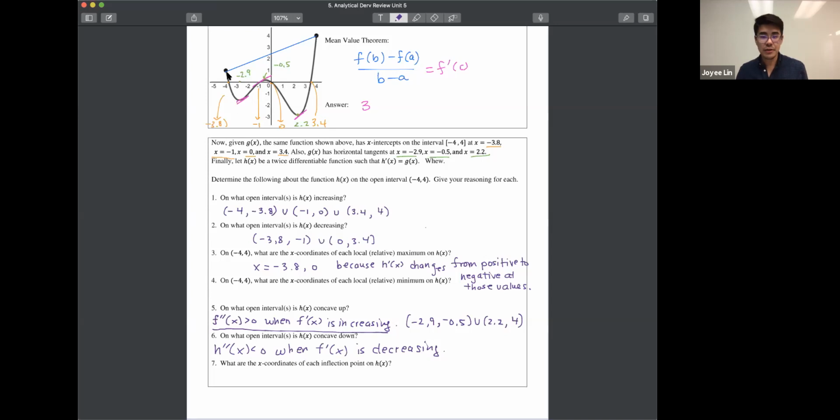So if we follow the graph, right, it's decreasing until negative 2.9, but then it starts to increase, right? So we have an x coordinate at negative 2.9, that's a point of inflection, right? And then we have another one at negative 0.5, that's a point of inflection. And then we have another one at 2.2, right? Because every time the graph switches direction. Any questions on that one?